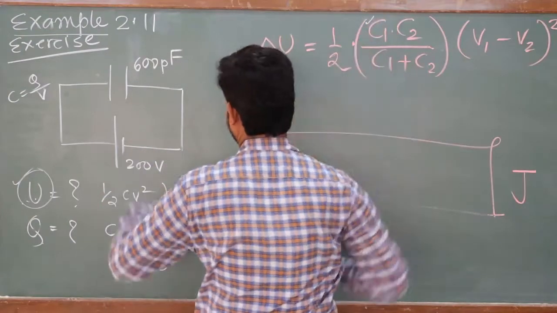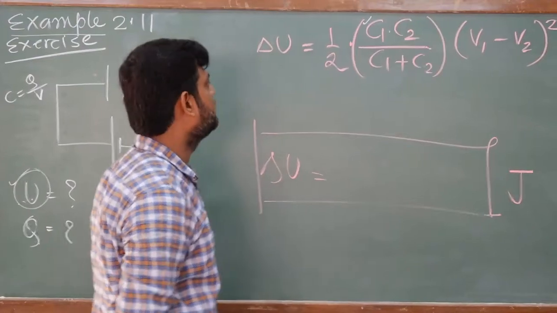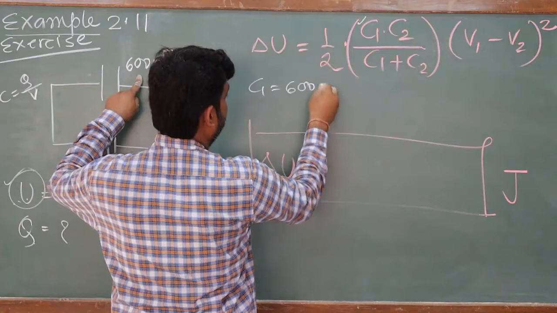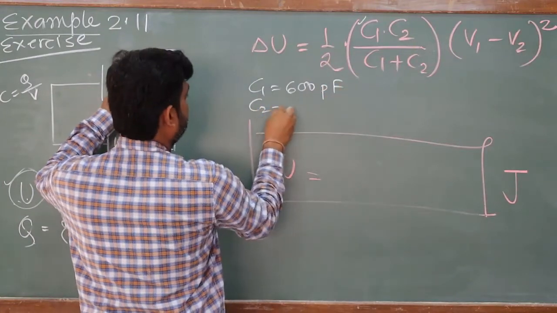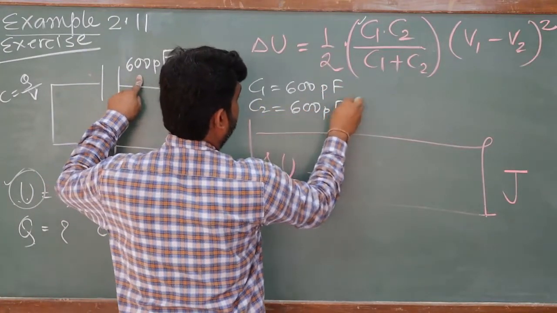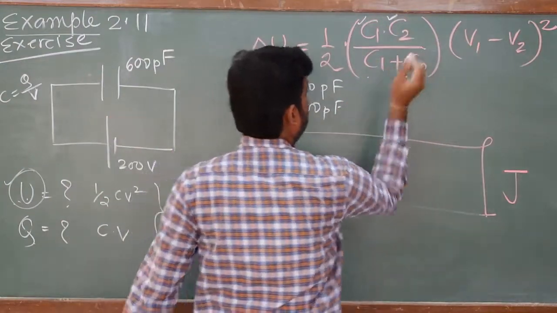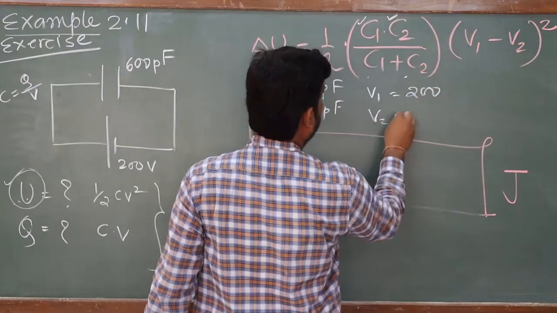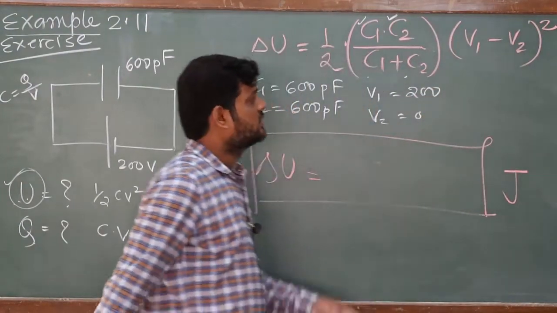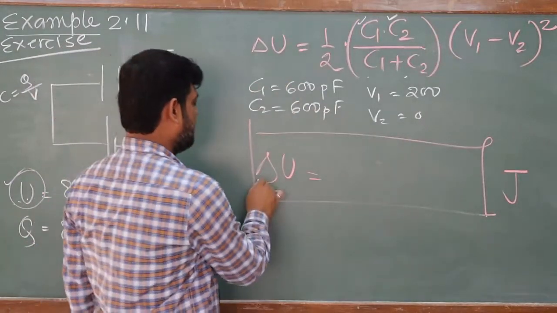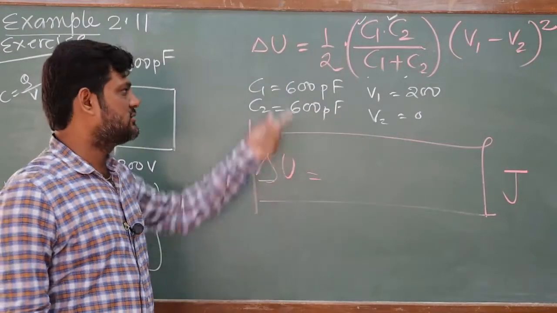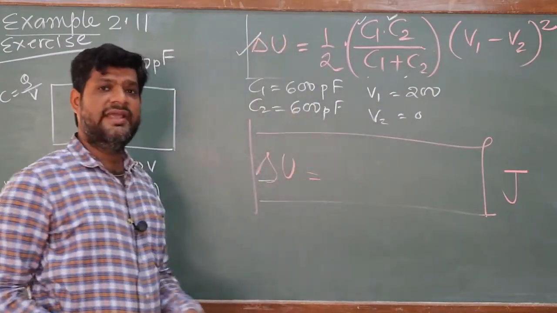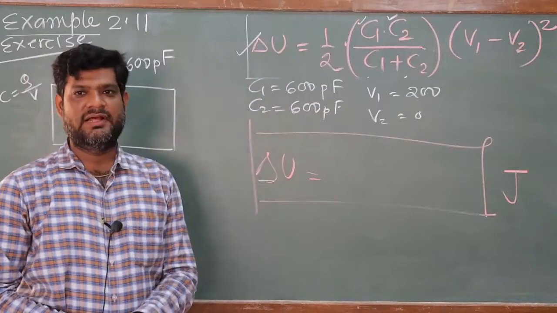What is C1? What is C2? We know that C1 equals 600 picofarad, C2 equals also 600 picofarad. So C1, C2 we know, right? Put the values. V1 equals 200 volt, and V2 equals 0 volt. By putting all the values you can get delta U. In this way you can solve this example. So for finding the change or loss in energy directly, you can use this formula, right?